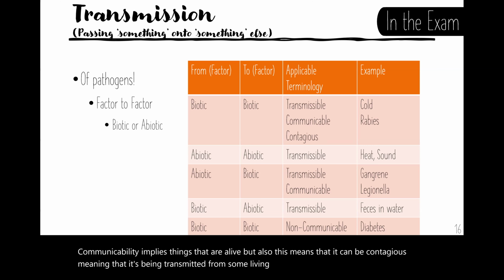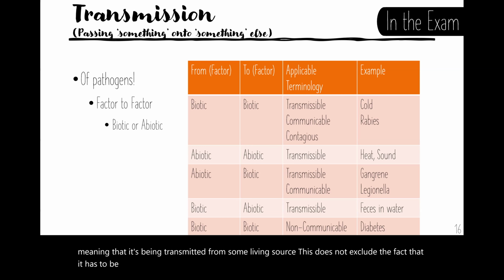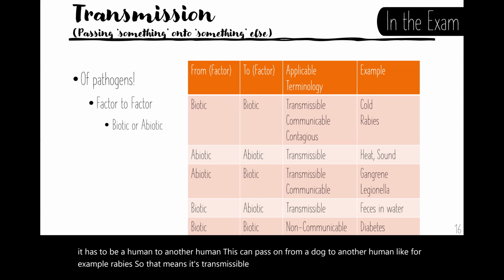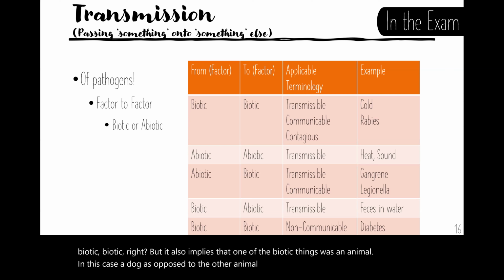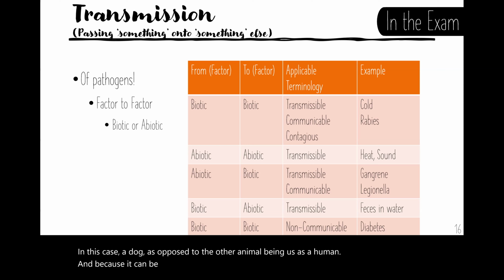Now, this does not exclude the fact that it has to be a human to another human. This can pass on from a dog to another human, like, for example, rabies. So that means it's transmissible from something living to something living, so biotic to biotic, right? But it also implies that one of the biotic things was an animal, in this case a dog, as opposed to the other animal being us as a human. And because it can be passed on from a host to a living host, this can also be considered contagious, meaning that whatever they have will also apply to you.